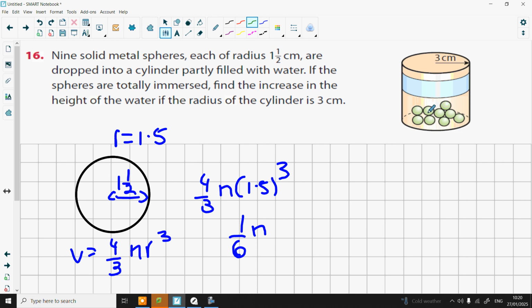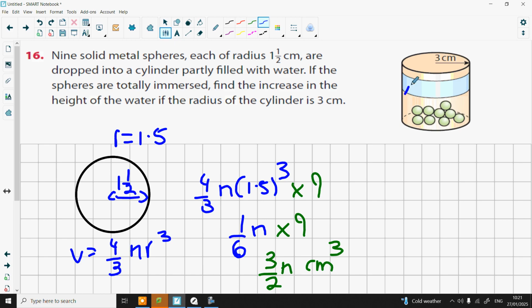Now, how many spheres are there? So feel free to multiply your answer by 9, and keep it in terms of pi if you want. Is it 3/2 pi? You're not wrong, but we'll just keep it in terms of pi. Anybody got that? Okay, now guys, look at this.